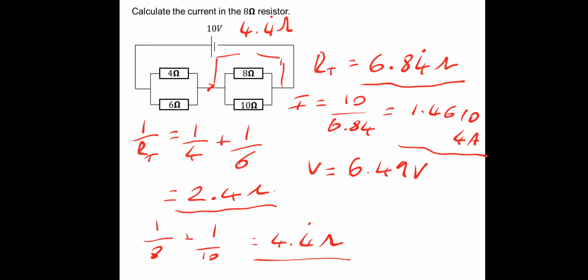Now we've got the voltage and the resistance. We can get the current by just doing the voltage value of the 6.49 divided by the resistance, which is 8. And that will give us 0.81 amps.